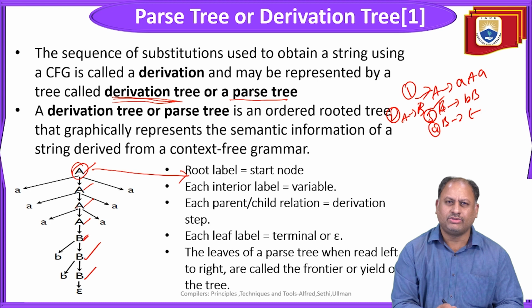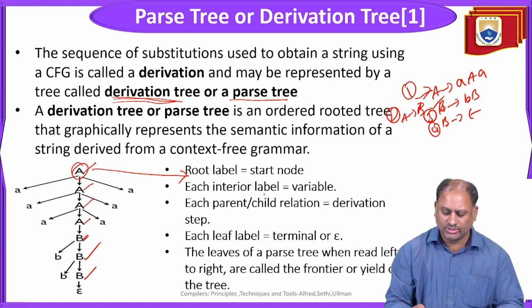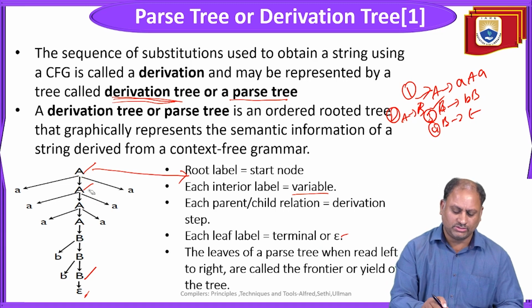It is also called a derivation tree because we repeatedly apply several derivations to obtain the resultant string. Inside the interior nodes we apply a variable notation, and the parent-child relation is a derivation step. The leaf nodes are all the nodes available at the last, that is, at epsilon. The leaves of a parse tree, when read left to right, are called the frontier or yield of the tree. These are some of the syntax used in parse tree notation.